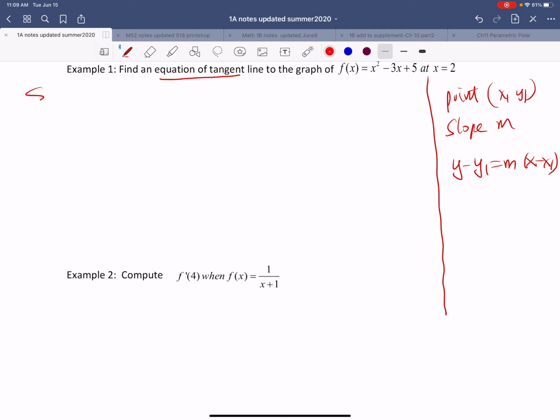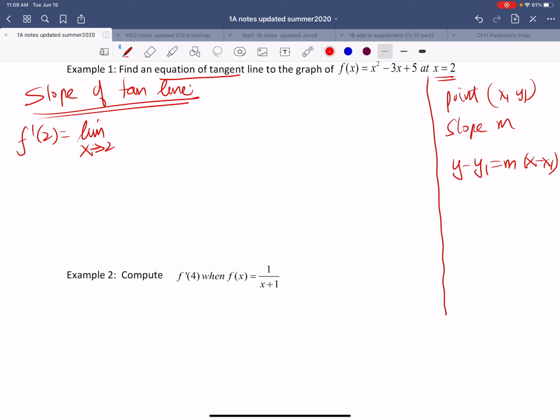Slope of tangent line is the same thing as the derivative. So I'm going to look for the derivative in this case, which at the point x equals 2 is f prime of 2, the limit as x approaches 2 of f of x minus f of 2. I'm using the difference quotient here. You can use the limit definition of the derivative. Both will give you the same thing: f of x minus f of 2 divided by x minus 2.